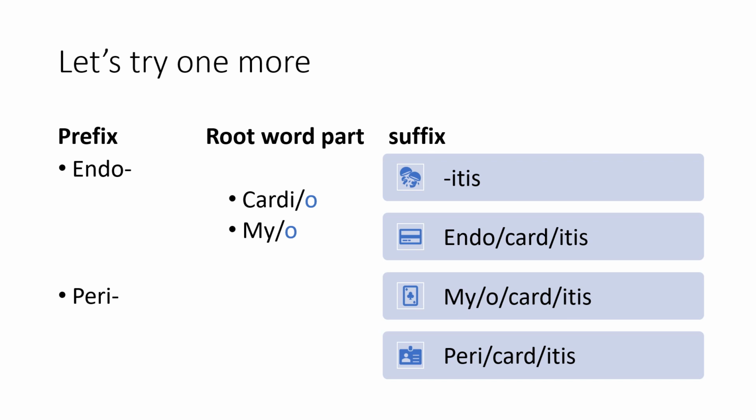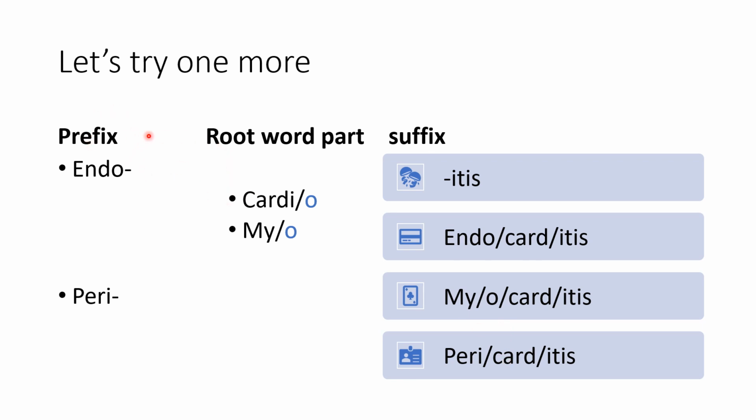Okay, let's try another one, but we're going to throw in a prefix here. You'll identify prefixes in that appendix with the dash after the word part. Prefixes always come at the beginning of a word. Suffixes come at the end.